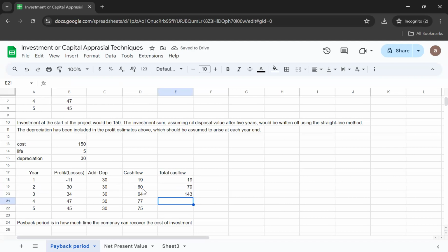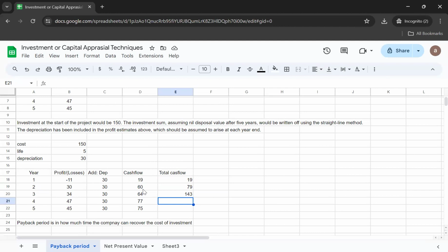So we are still away. We still need $7 more to reach 150, right? But the cash flow for year four is 77, so I only need $7 more here. So it's going to be 3 years: year one, year two, year three. Total recovered I have is 143. I need $7 more. So the payback period here is going to be 3 years something.